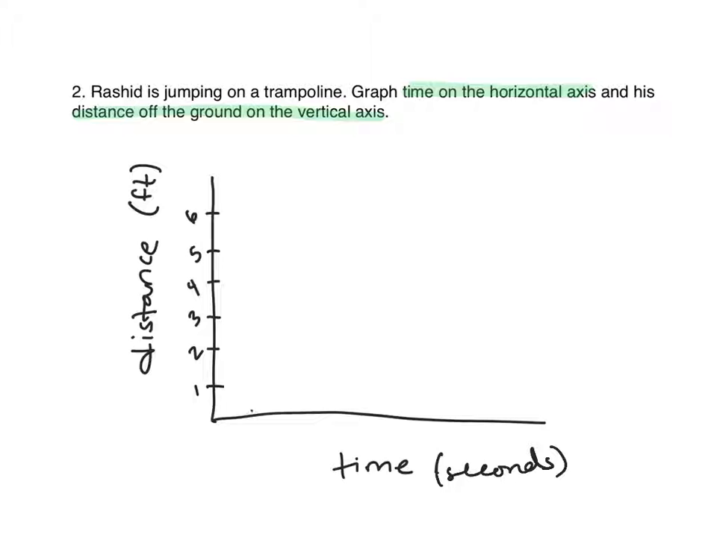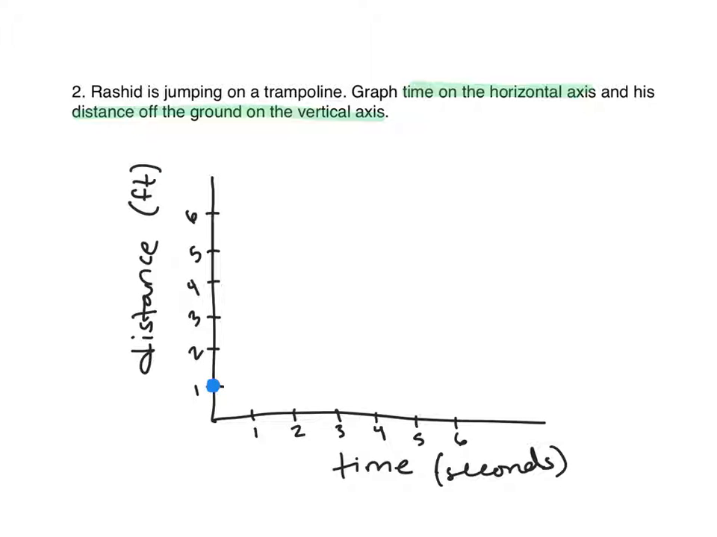So here we go. This is going to be 1 second, 2 seconds. I'm going to say that Rashid is going to take about a second per jump, so it's going to take him about a second to go up and down, really. So let's say that when he's standing on the trampoline, he's 1 foot off the ground. Let's say it's one of those little baby trampolines.